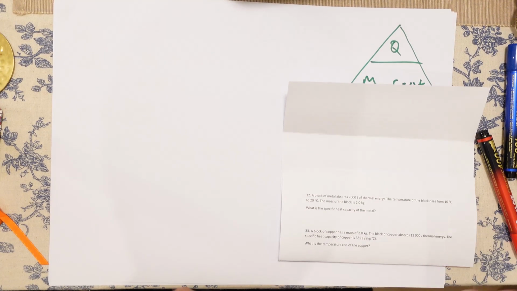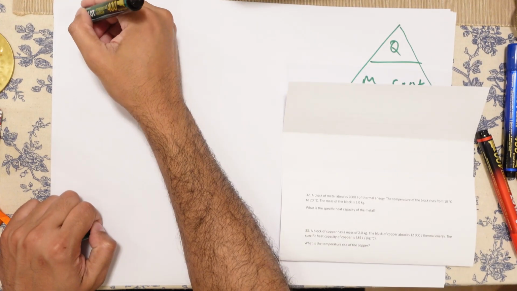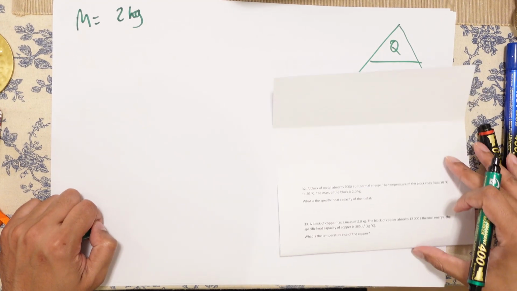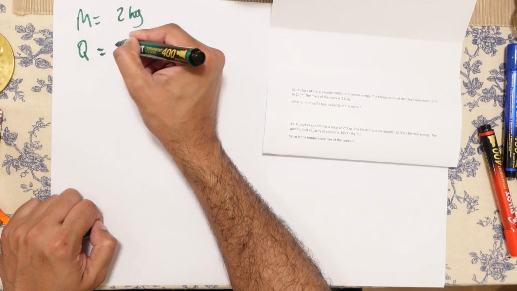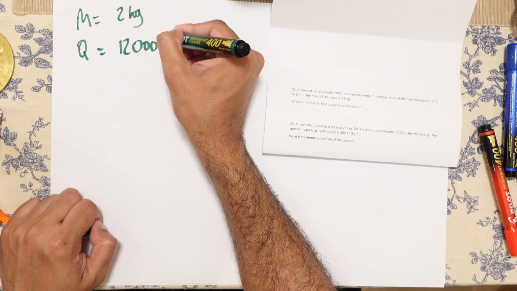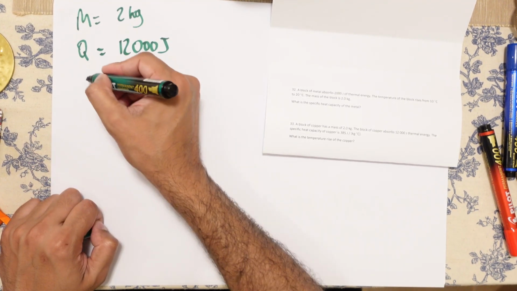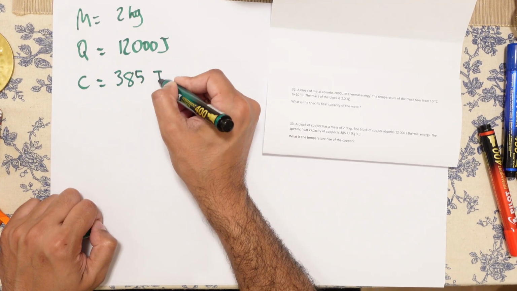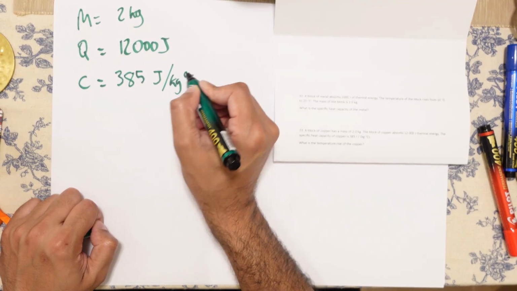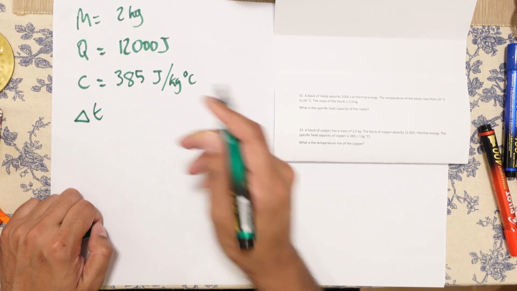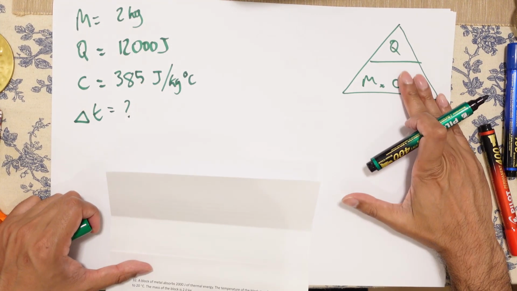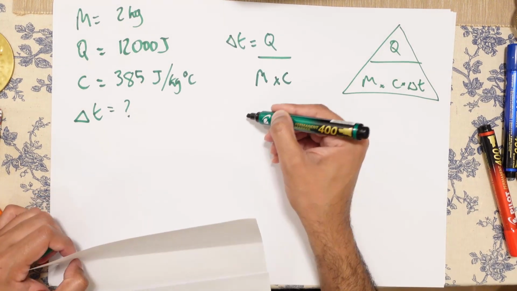Seems simple enough. As before, the first thing is that we write down everything that we know. So mass is 2 kg. Q is 12,000 joules. Specific heat capacity, C, is 385 joules per kilogram degrees Celsius. And we want to work out delta T. So delta T, if you cover it up, Q divided by MC.